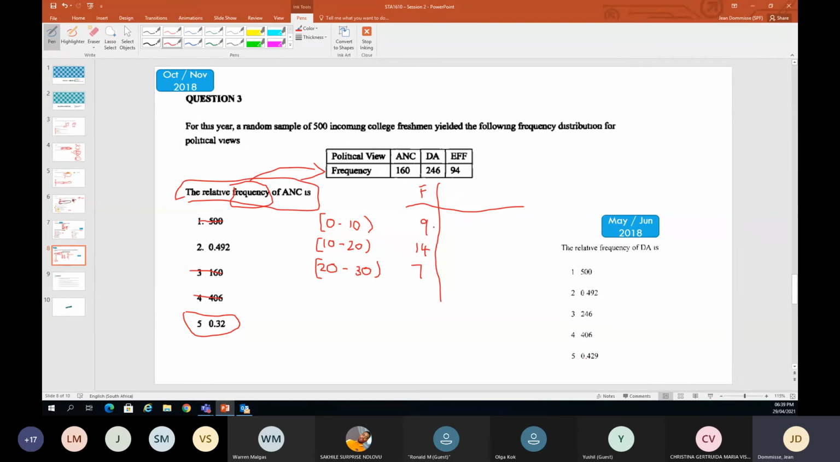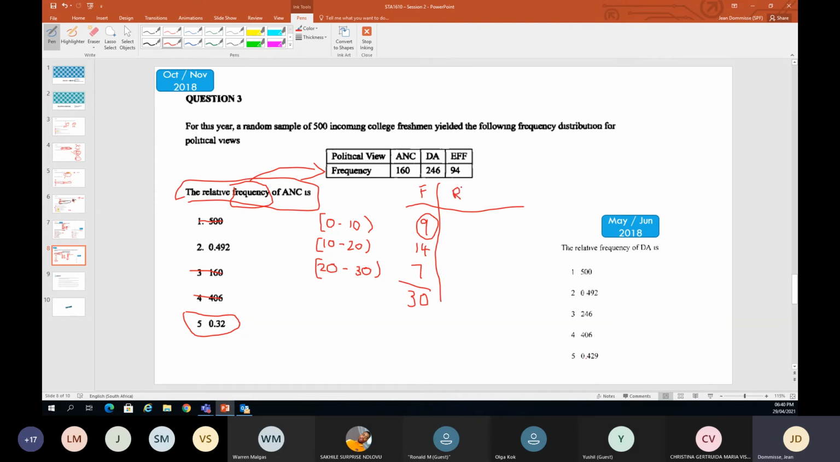So the frequency says to me there's 9 out of, okay, so it's actually 50. Huh. Good, I like working with round numbers. So the frequency tells me there's 9 values that are between 0 and the 10. There's 14 in that category, there's 7 in that category.